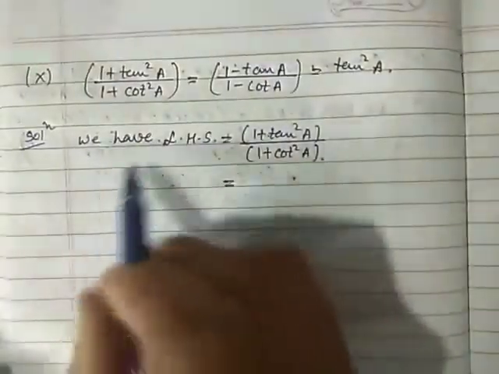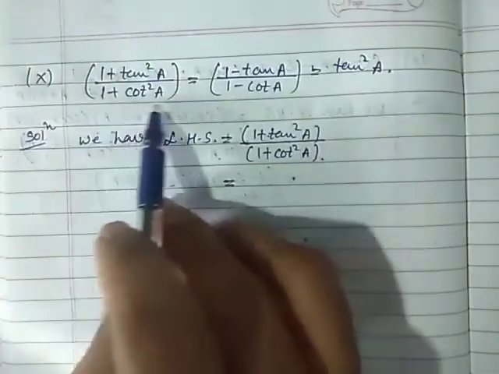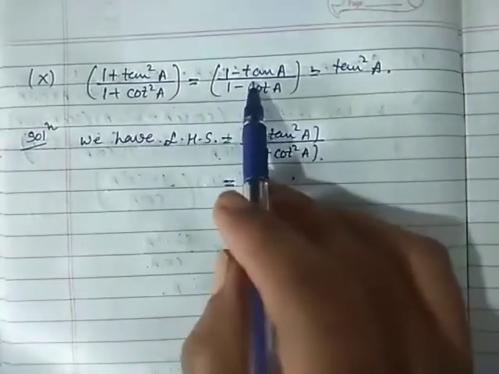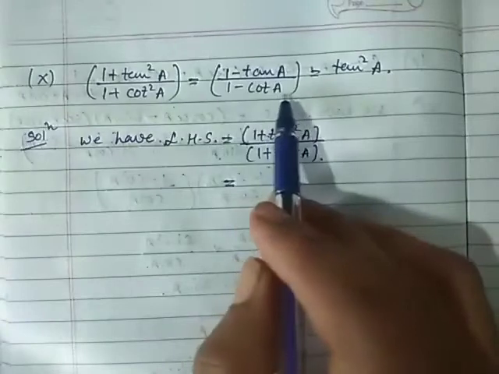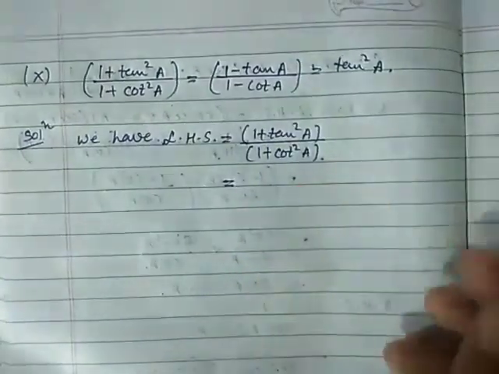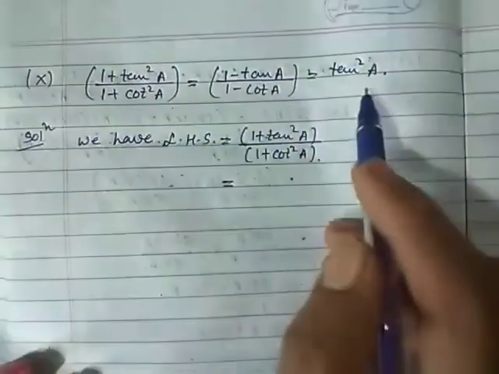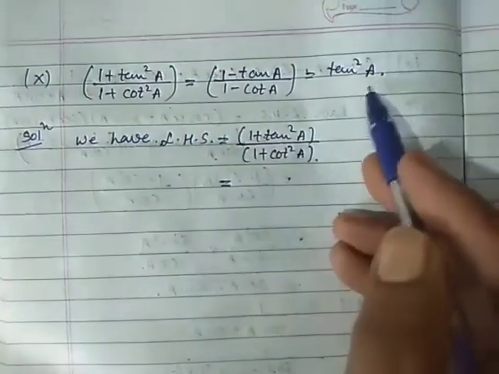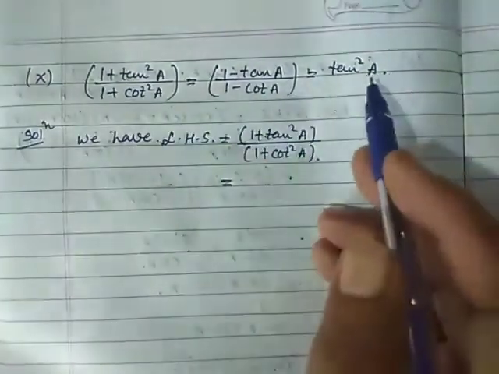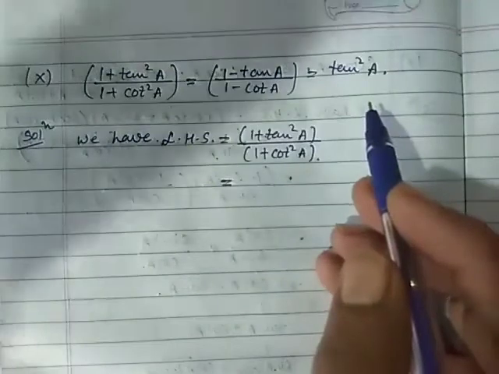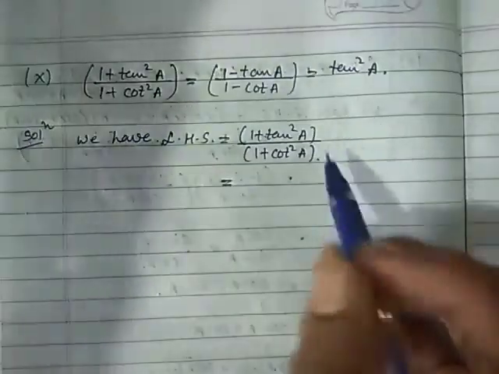Okay, question number 10. 1 plus tan square A upon 1 plus cot square A is equal to the whole square of 1 minus tan A upon 1 minus cot A, which is equal to tan square A. At the end we have to reach tan square A. So we have to do this question in 2 steps. Let's see how we can do it.